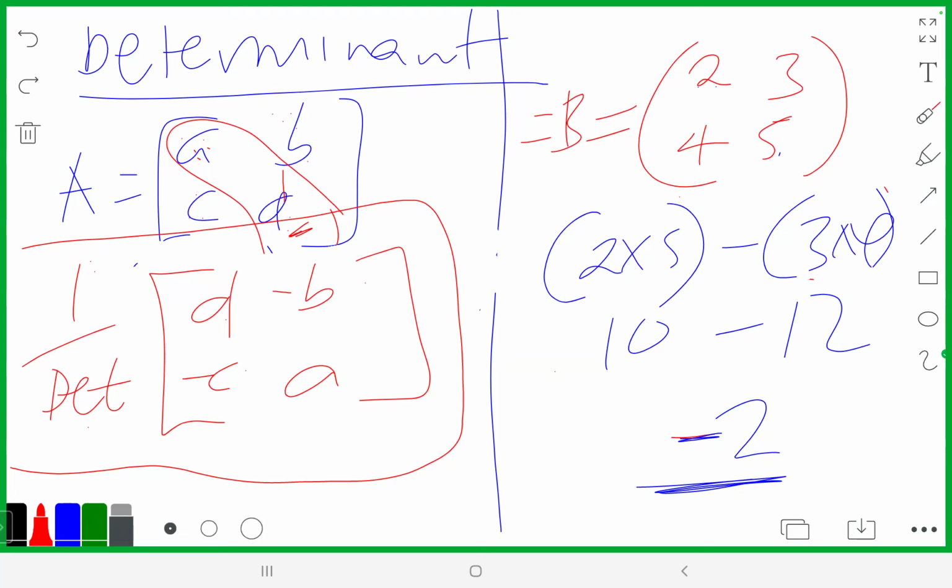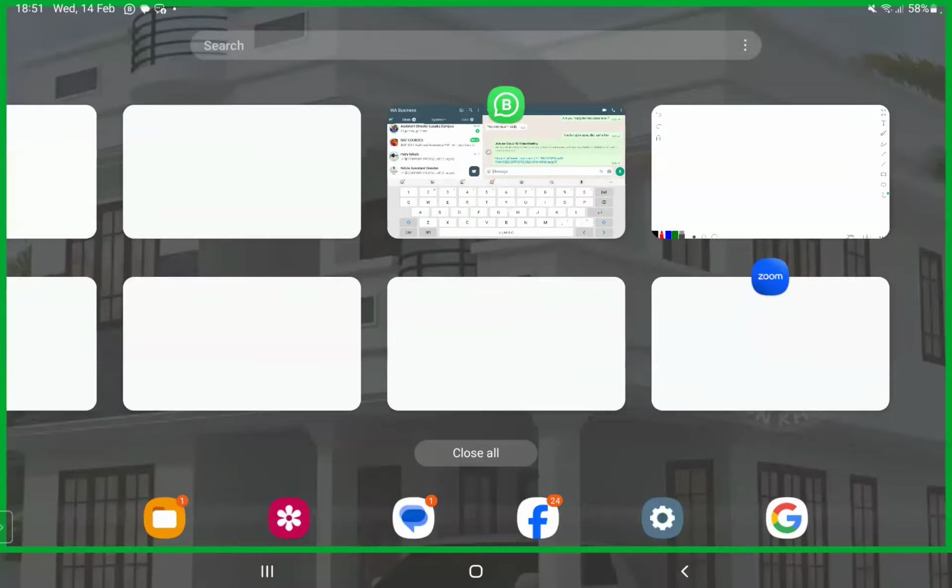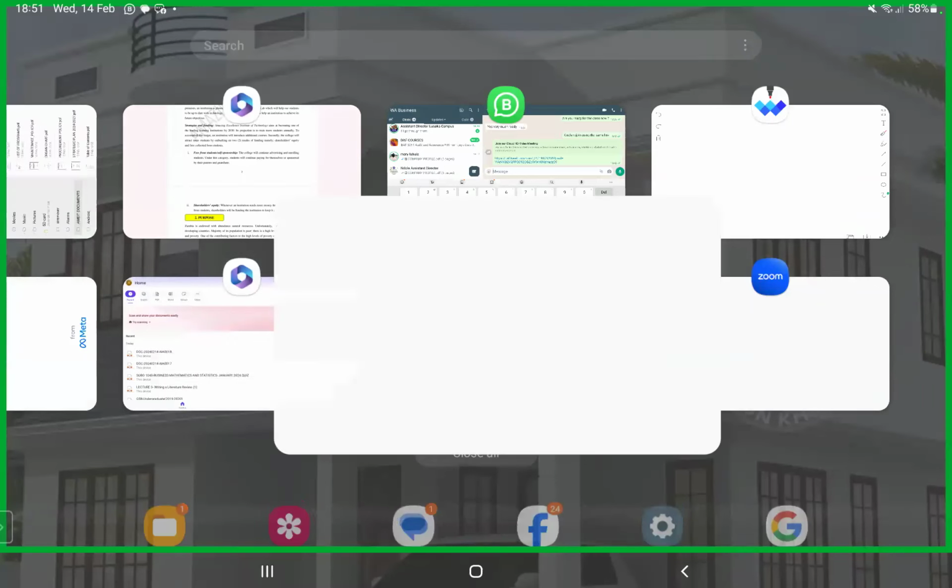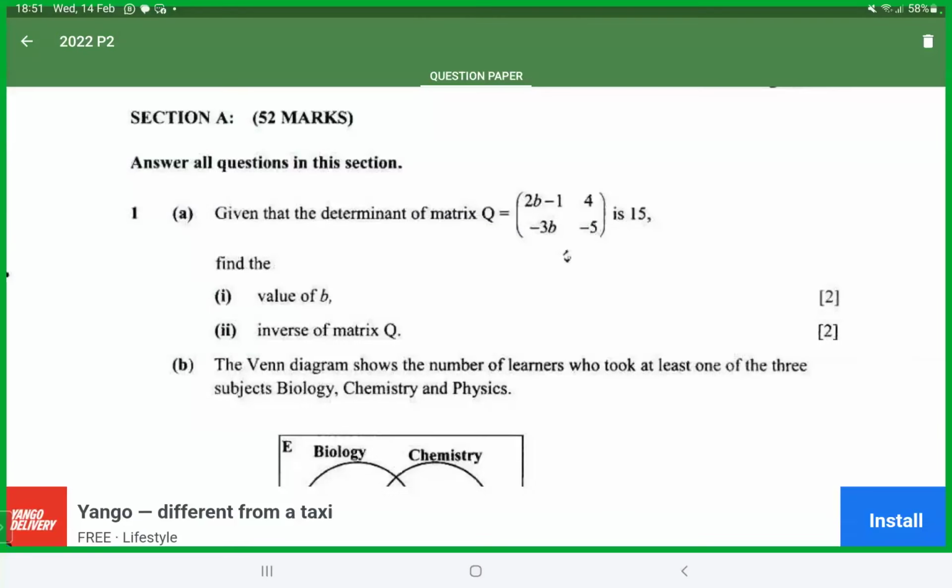And then from there, you can start multiplying now the determinant times all the entries. I think we can move directly now to the example that we have been given. We use the exam question. Are you still there? Yes, I'm here.